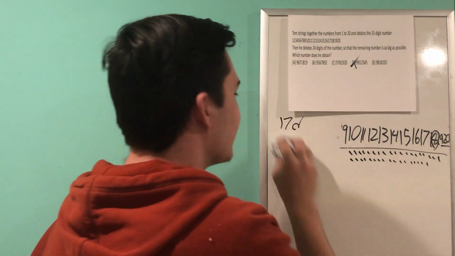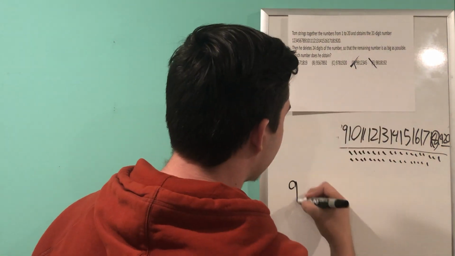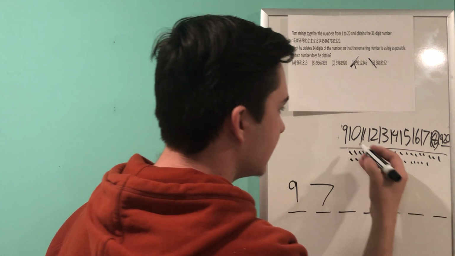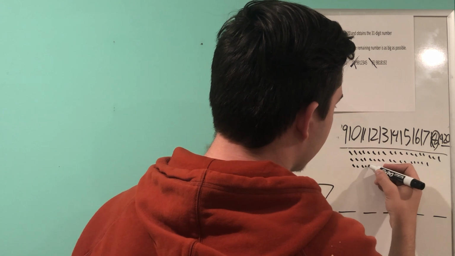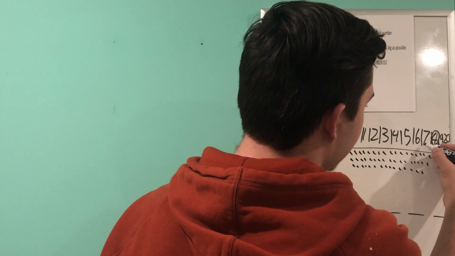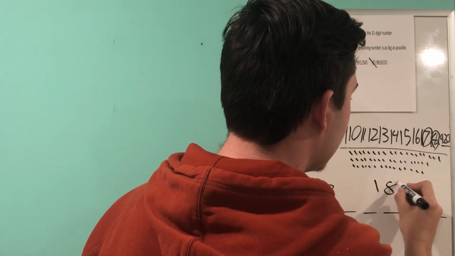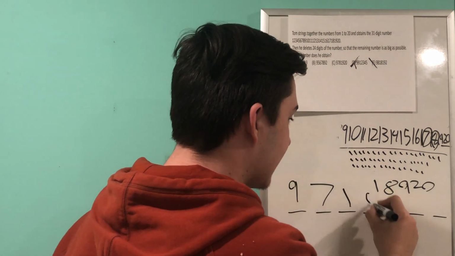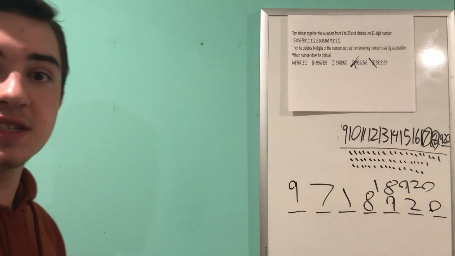So let's see if 7 works. So 9, 7. Let's see how many digits we have to get rid of until we get to 7: 1, 2, 3, 4, 5, 6, 7, 8, 9, 10, 11, 12, 13, 14, 15. And we get to 7, so let's put the 7 in. And what's after the 7? 1, 8, 9, 2, 0. Let's put those in here and see what happens. 1, 8, 9, 2, 0. Perfect, it fits.